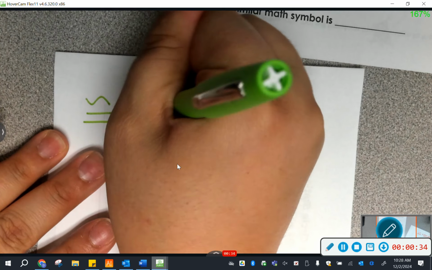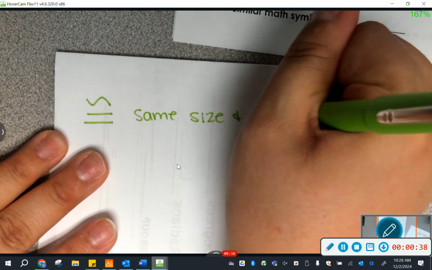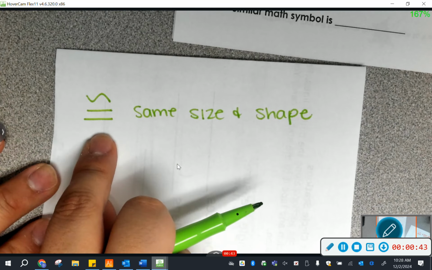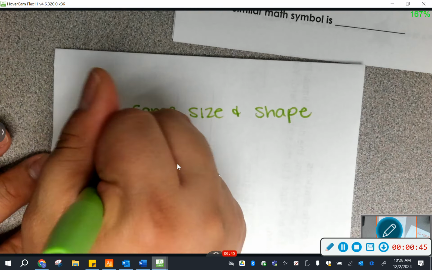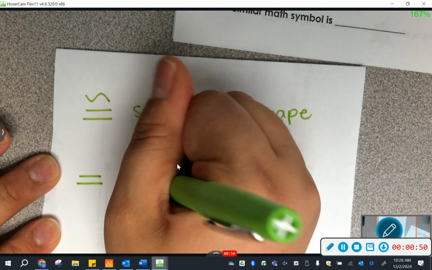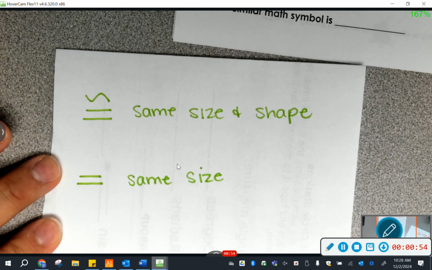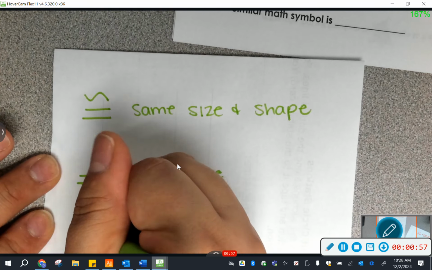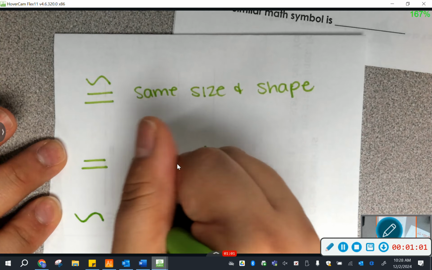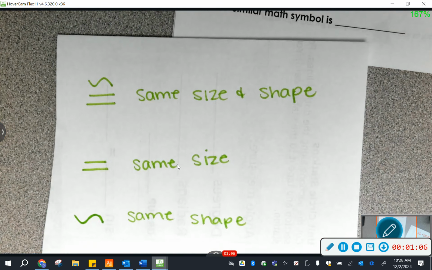So same size, same shape. Do y'all agree? Right? And that's what that symbol means, congruent. What does equal mean? Same number, remember? And whenever we're talking about same number, I'm going to say size because size is a number. So what does just the squiggly mean? Same shape. That is what similarity means.